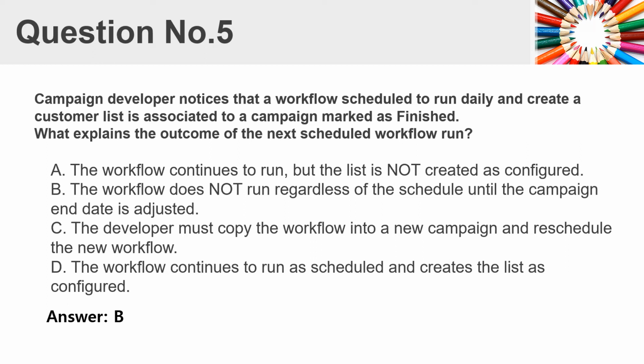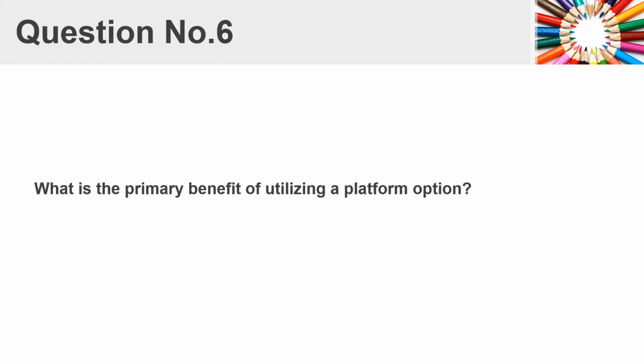A. The workflow continues to run, but the list is not created as configured. B. The workflow does not run regardless of the schedule until the campaign end date is adjusted. C. The developer must copy the workflow into a new campaign and reschedule the new workflow. D. The workflow continues to run as scheduled and creates the list as configured. Answer. B.